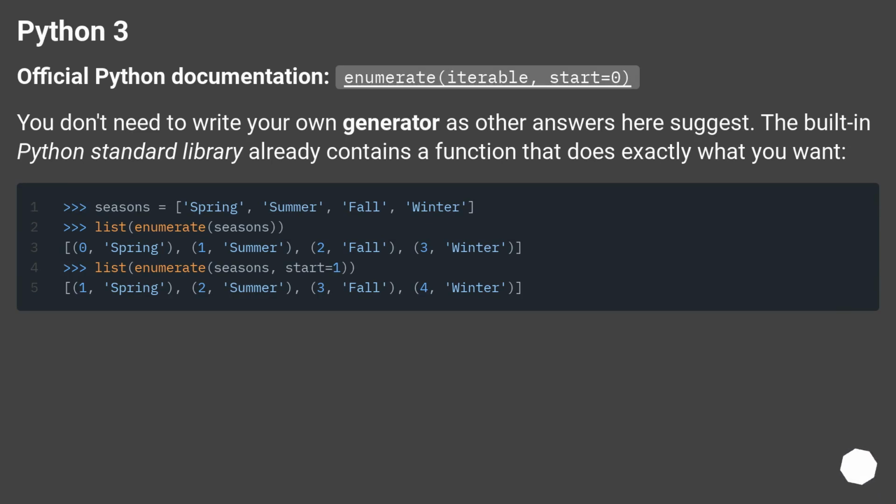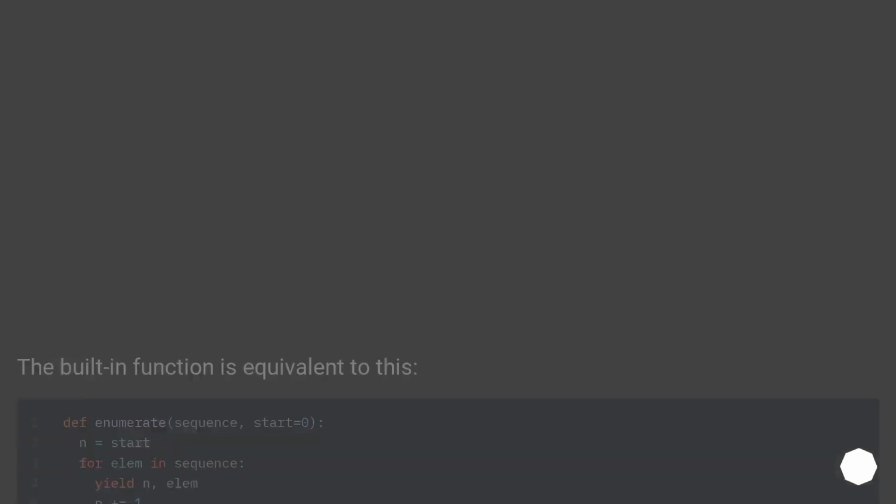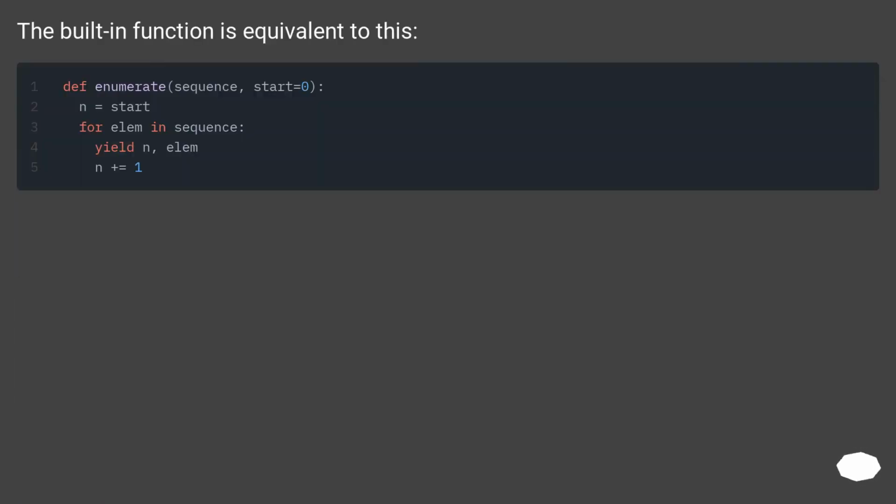Python 3. Official Python documentation: enumerate(iterable, start=0). You don't need to write your own generator as other answers here suggest. The built-in Python standard library already contains a function that does exactly what you want. The built-in function is equivalent to this.